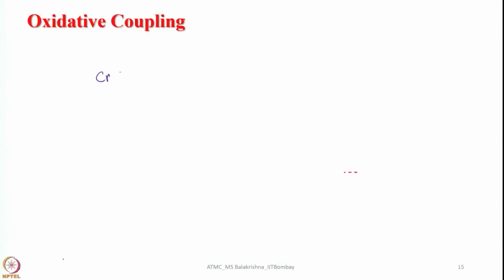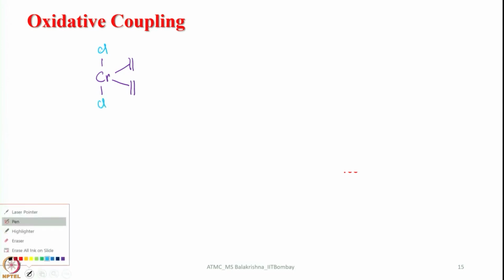And another interesting reaction is there, that is called oxidative coupling. What is this oxidative coupling? Let me write a specific chemical equation so that you can understand. Let me consider a chromium complex. I am considering 2 ethylene ligands and 2 chlorides, and my favorite, a bisphosphine.